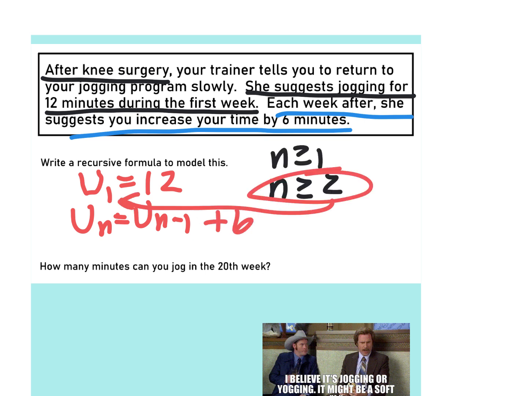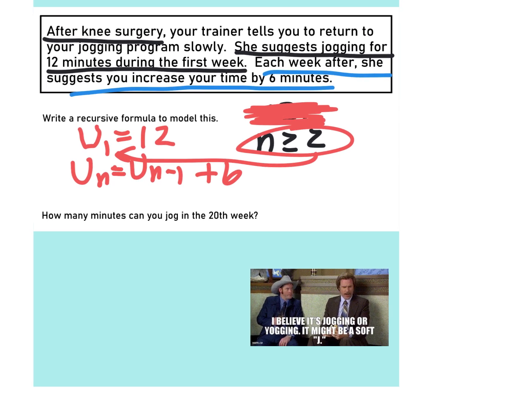Okay, so we were picking between those two domains. This one won and this one's not it. So there we go. Cool. But wait, now I have to use that? How many minutes can you jog in the 20th week? Did they want you to add them all up? No. They want just the 20th week. That's U sub 20. Do you have a formula for that?